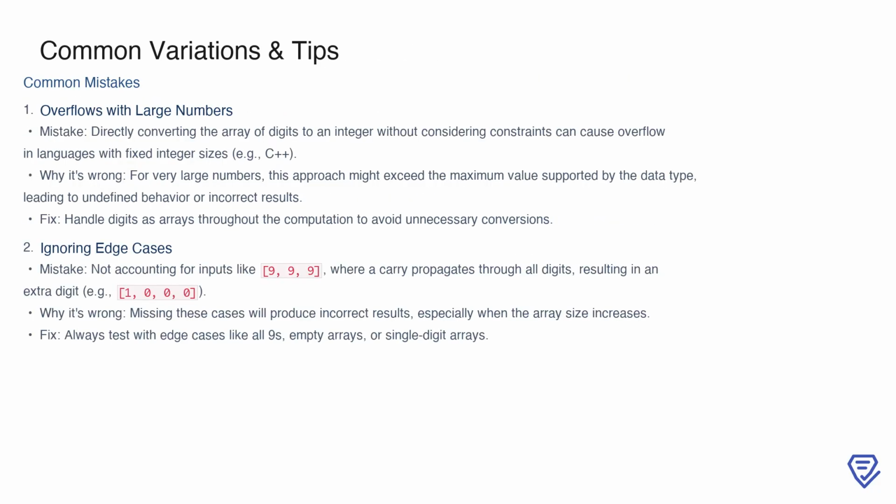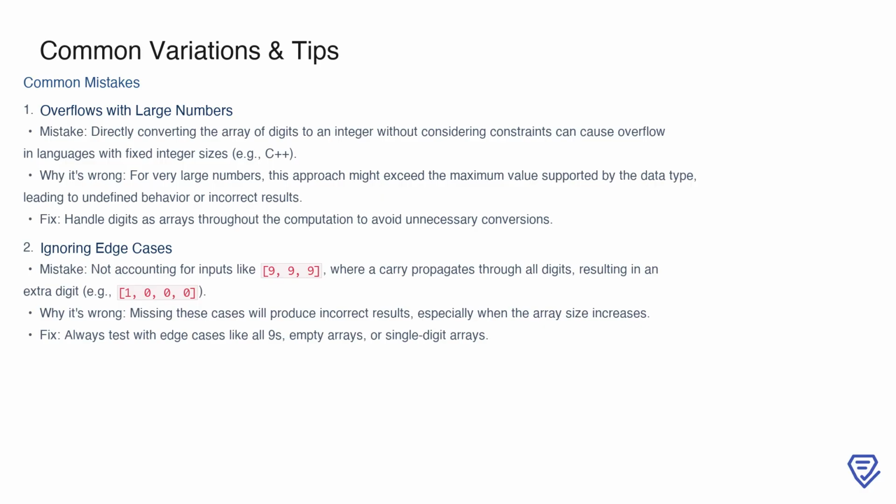In this section, we'll address some common mistakes to look out for when solving the +1 problem. First, let's talk about overflows with large numbers. A common mistake here is directly converting the array of digits into an integer, especially in languages with fixed integer sizes like C++. This can cause overflow if the number exceeds the maximum value supported by the data type, leading to undefined behavior or incorrect results. To avoid this, it's better to handle the digits as an array throughout the computation and skip unnecessary conversions.